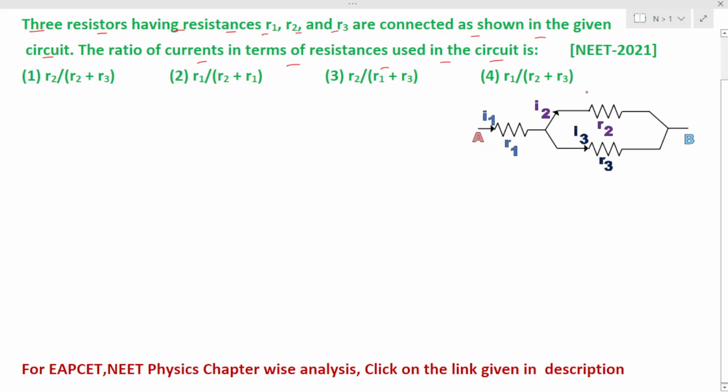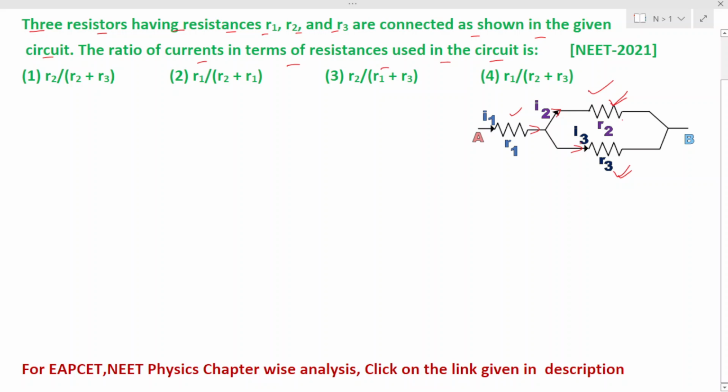Okay, so he gave a circuit where he connected three resistors R1, R2 and R3 in this form, where R2 and R3 are in parallel. Now what is he asking us to calculate? He is asking us to calculate the ratio of currents. If you observe this circuit, it is clear that the current I1 that is passing through R1 is being split into I2 and I3.